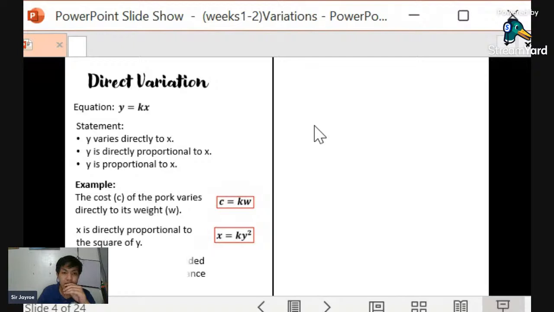Okay, next one. So how about this one? The amount of gas needed is proportional to the distance traveled by a car.